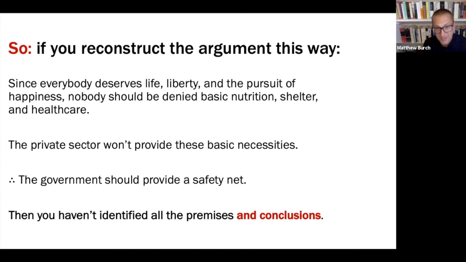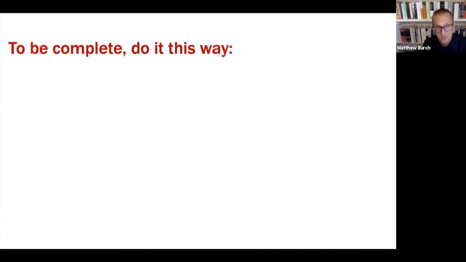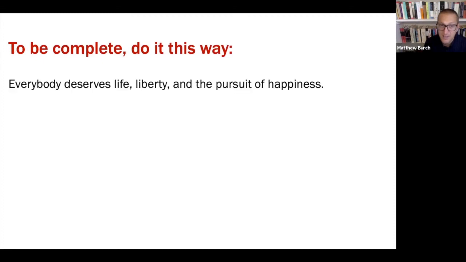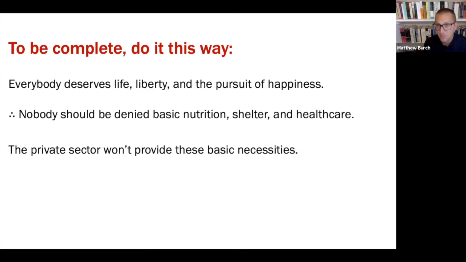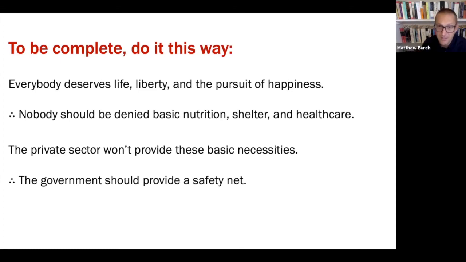You haven't identified all the premises and conclusions. You have to identify all the premises and all the conclusions. So if you have an intermediate conclusion, you have to identify it as a conclusion and as a premise. To be complete, you should do it this way. Everybody deserves life, liberty, and the pursuit of happiness. Therefore, nobody should be denied basic nutrition, shelter, and healthcare. That's your intermediate conclusion. The private sector won't provide these basic necessities. Therefore, the government should provide a safety net.